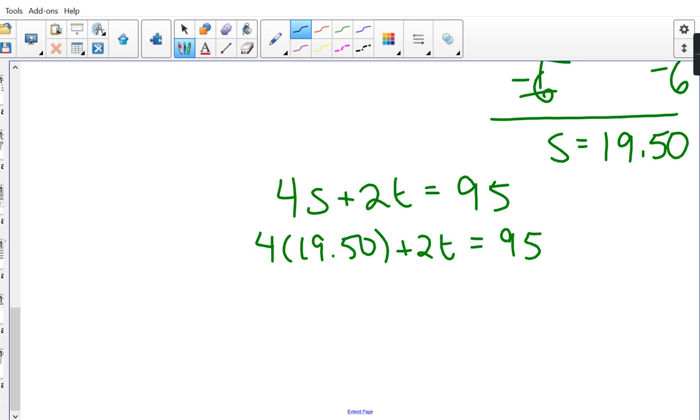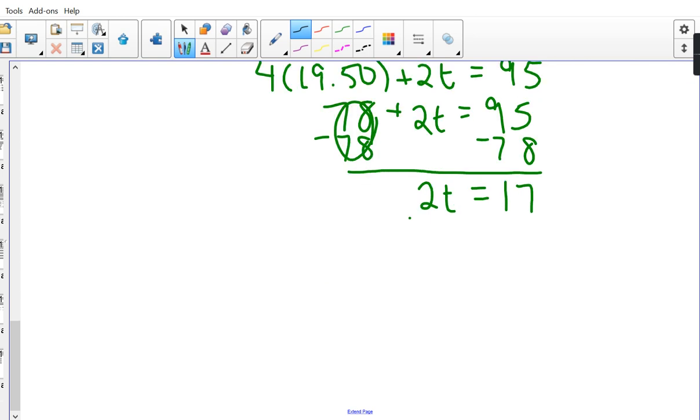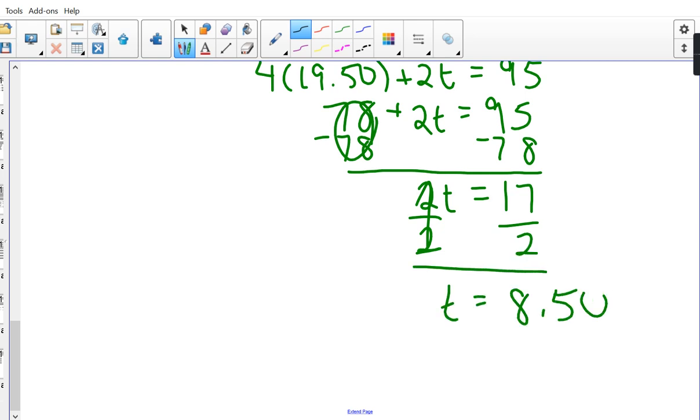Now we're going to try to solve for t. So first we'll simplify the 4 times 19.50, which is 78. So we have 78 plus 2t equals 95. And now we're trying to continue to solve for t. We could subtract 78 from each side. If you subtract 78 from each side, we have 2t is equal to 17. Divide that by 2. And we have t equals 8.50. So the cost of one tie is 8.50.